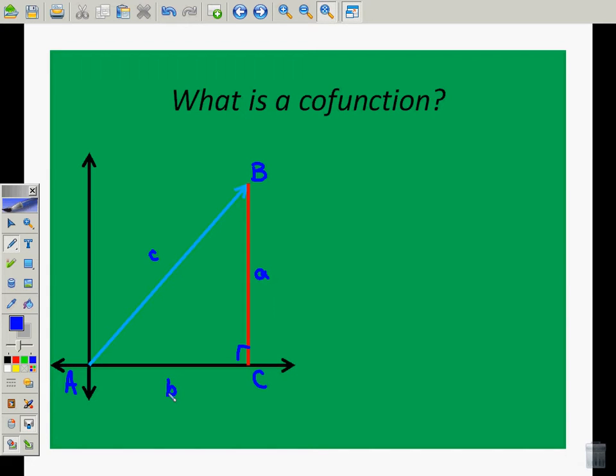So let's look at how this works. If I'm asking what is the sine of A, the sine of A is going to be opposite over hypotenuse, or A over C. But look at what happens. I'm going to go down. I'm going to have cosine of A. Cosine of A is going to be adjacent, B, over C. And the tangent of A is going to be opposite over adjacent, A over B. Now, watch what I do here. It's going to blow your mind.